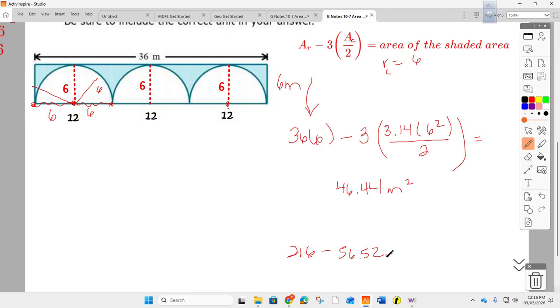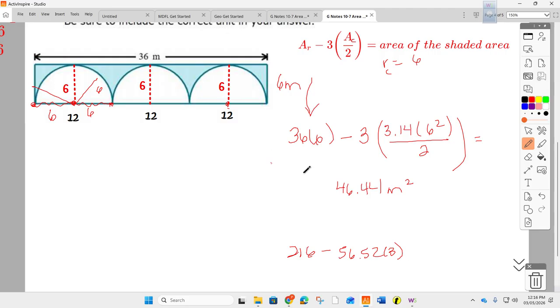Now subtract those. Oh, what did I do? Okay, hold up. Oh, I forgot to multiply by 3 times 3. Alright, so that then times 3. Yeah, it is 46.44 meters.